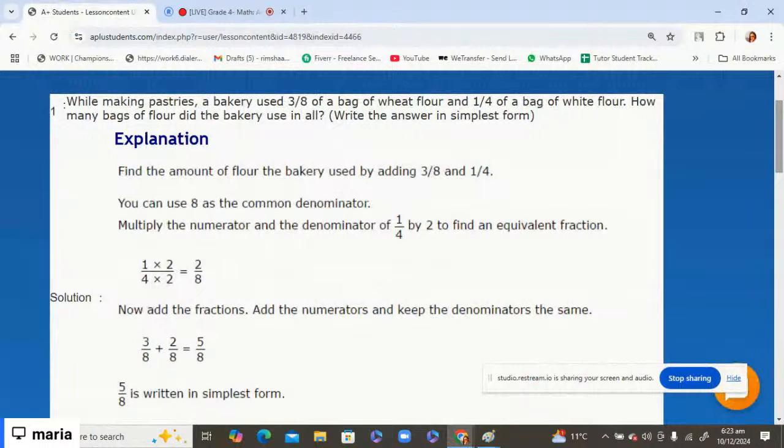If they are saying that in all, it means that you are going to add all the numbers. First number is 3/8 and the second number is 1/4. Write your answer in the simplest form. So first of all, what is the amount the bakery used by adding 3/8 and 1/4? The same method we follow.